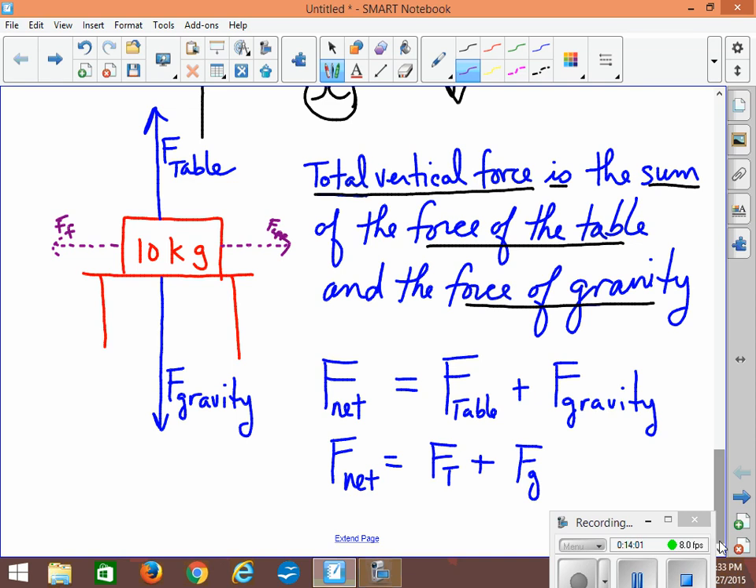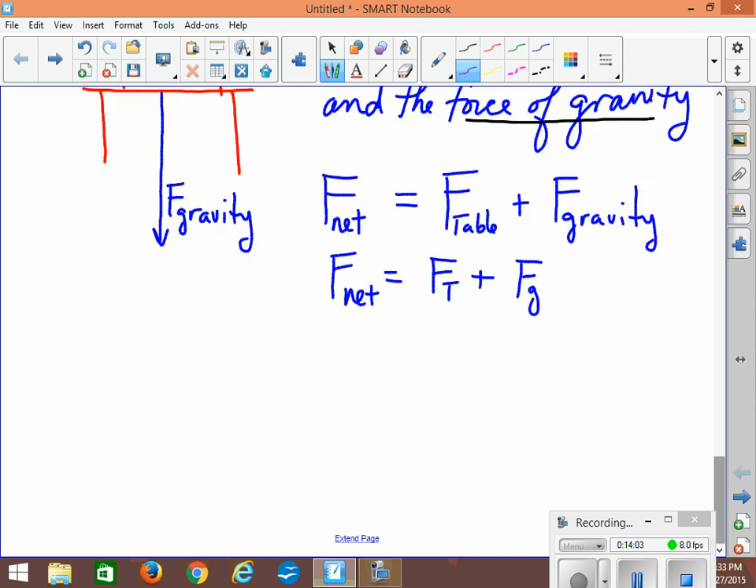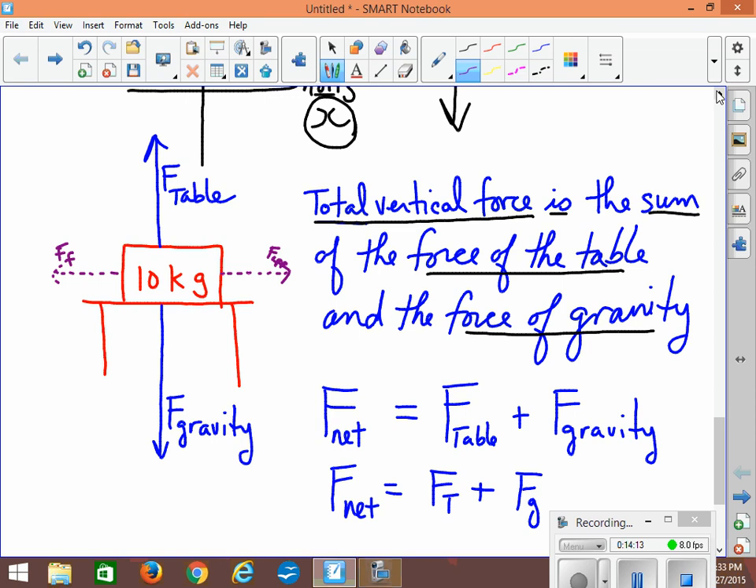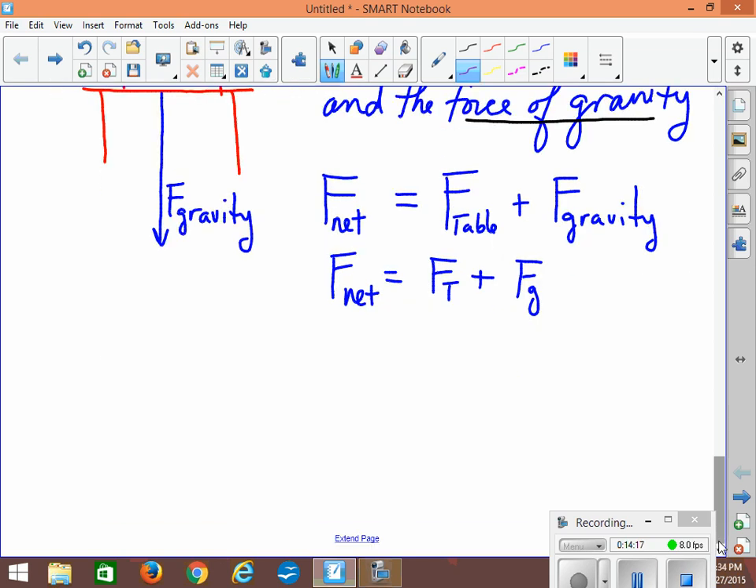Now we have to talk about something not complicated, but just one extra thing to throw into the mix. You see this table pushing up? It's the force of the table, right? Well, what if it wasn't a table? I'll give you a title, because this is what we're going to eventually call this. It's actually called the normal force, this force of the table.